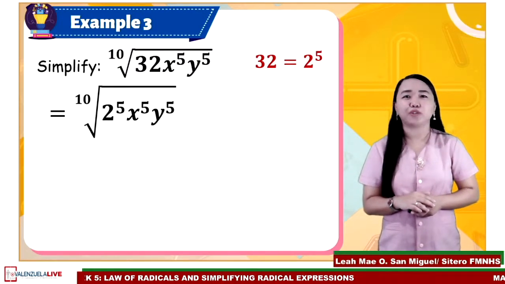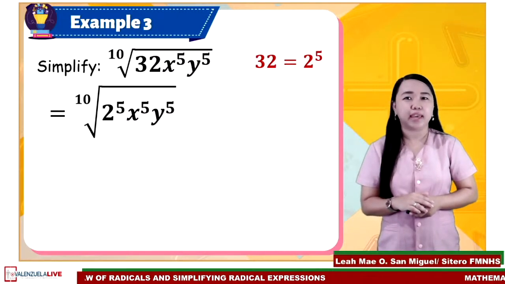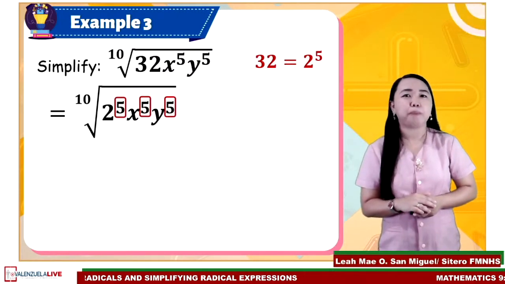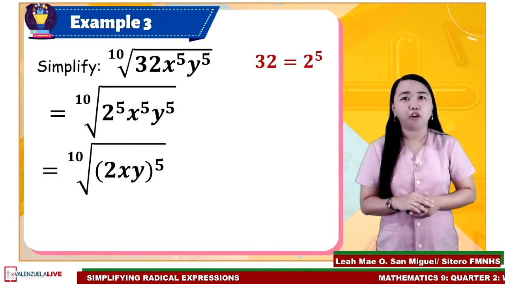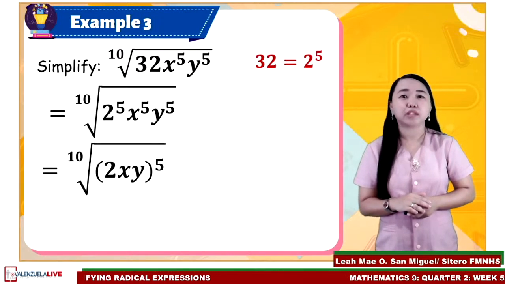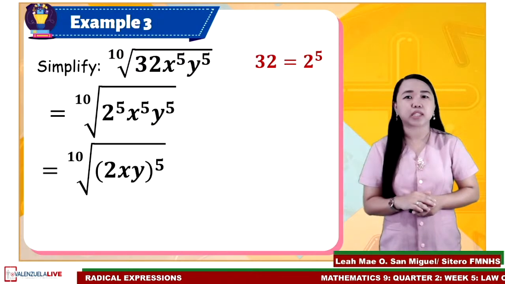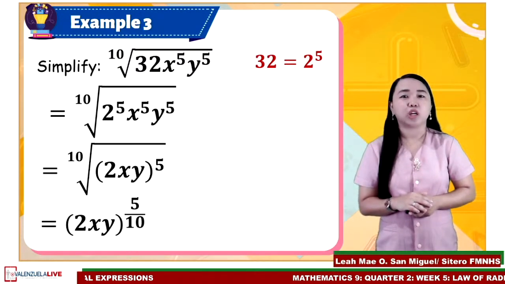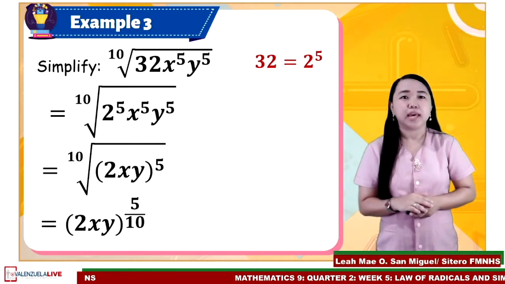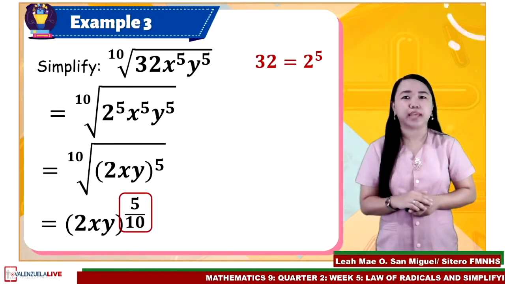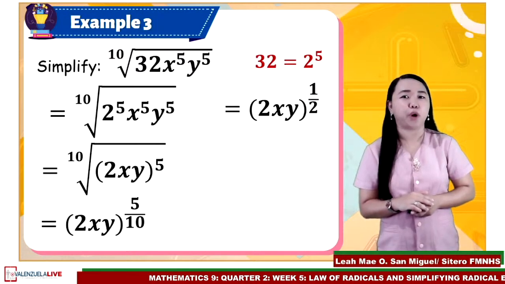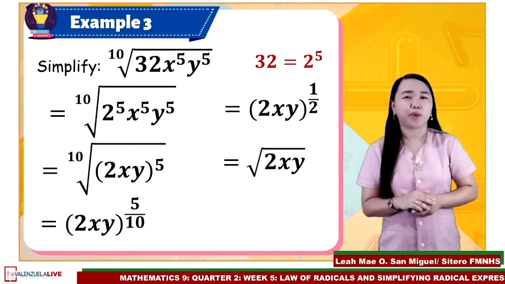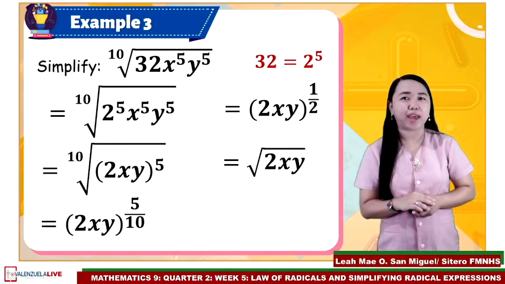The exponents of the radicand are the same, and it is 5. Applying the power of a product rule in laws of exponents, we have 10th root of the quantity 2xy raised to 5. It can be written in exponential form as the quantity 2xy raised to 5 over 10. The simplest form of 5 over 10 is 1/2. Then, express it in radical form. The answer is square root of 2xy.